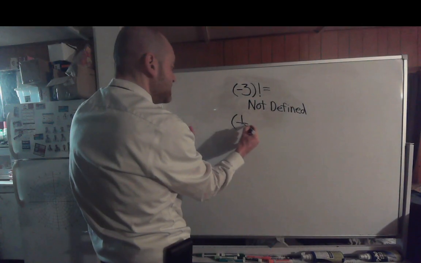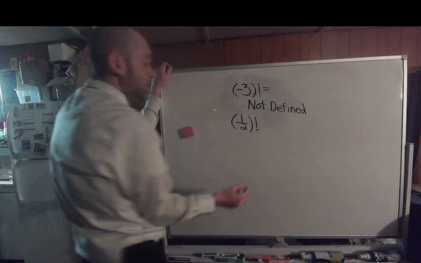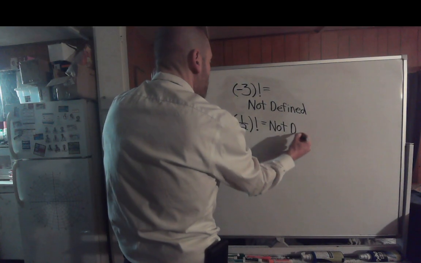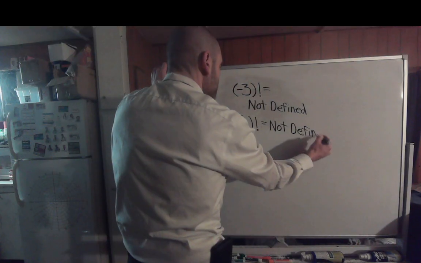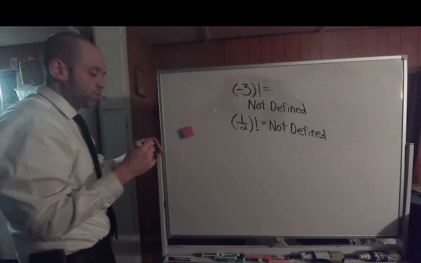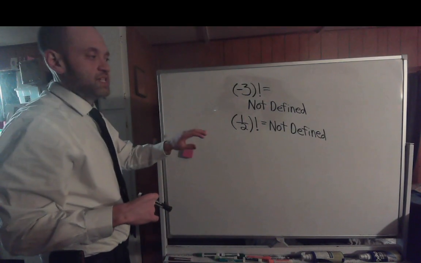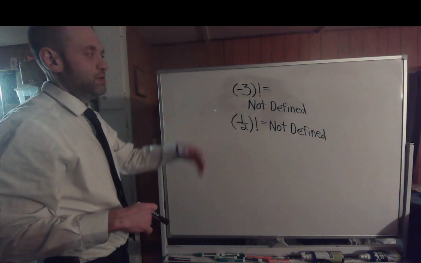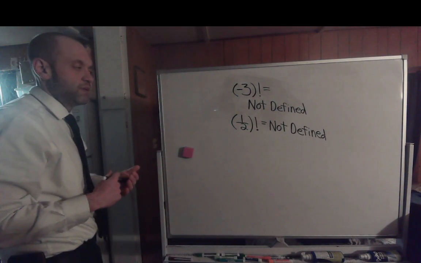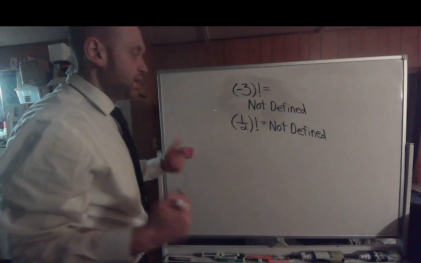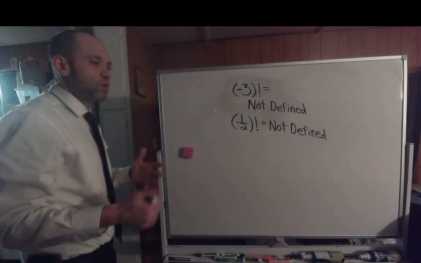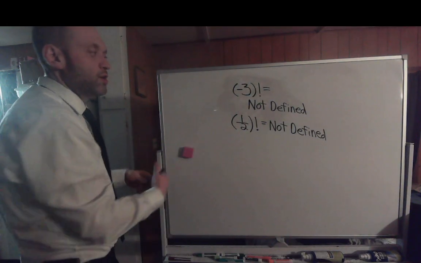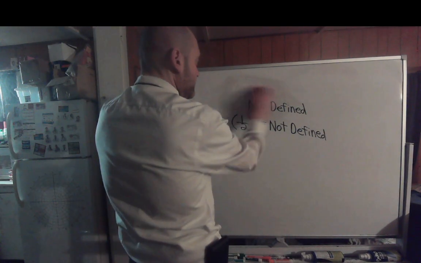Also, what if I did 1/2 factorial? Also not defined. Now, when you get into later courses like advanced calc and more abstract courses, there are pseudo ways of doing factorials of fractions or decimals, and there's even ways of dealing with negative factorials, but really in the set of real numbers, these don't exist. Factorials only work for the set of whole numbers, which are every number 0 and greater that are integers. 0 and all the positive integers.